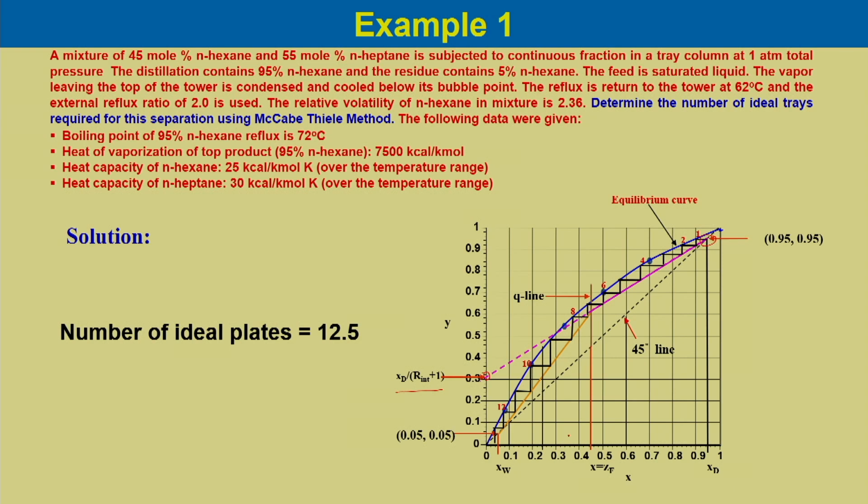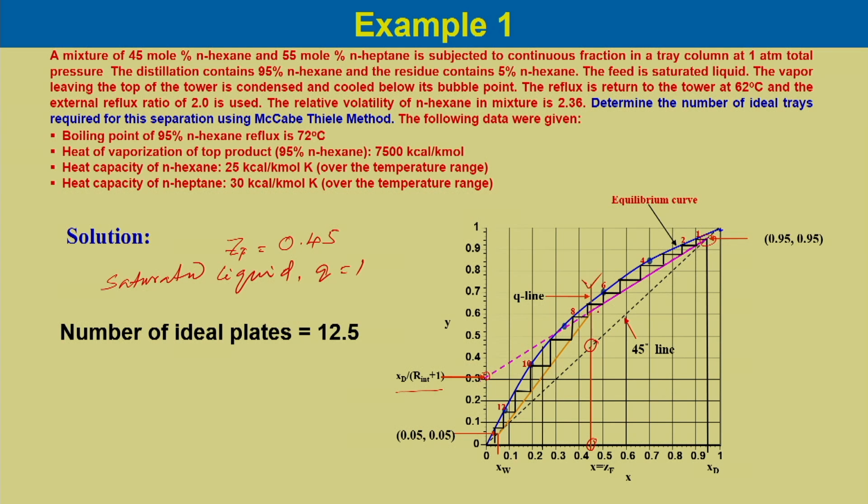Then we know the feed condition, that is ZF equal to 0.45, which is over here, and if we go vertically it will cut the 45-degree diagonal over here. The feed condition is saturated liquid, so q is equal to 1, and the slope of the q line is infinite. So, this is the vertical line, and the q line is plotted over here.